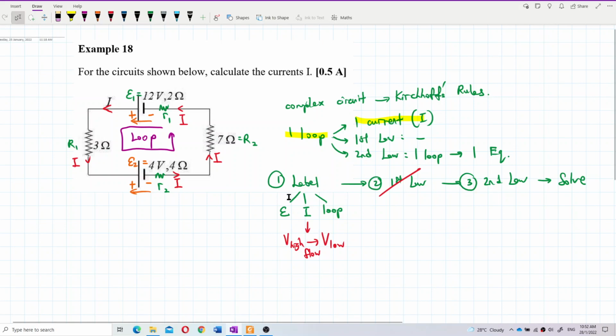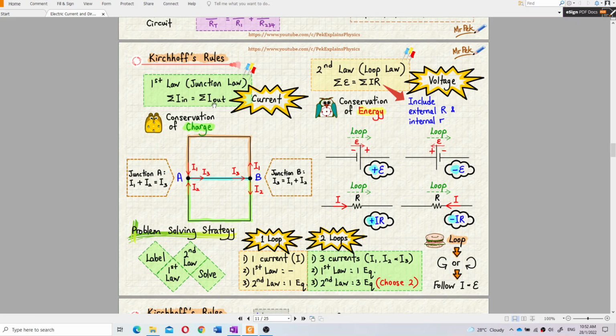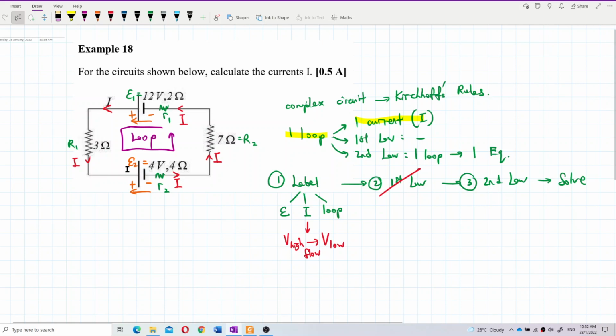Okay, I have done labeling the EMF, the current, and the loop. Now it is time to build equations. As I said just now, in one loop there's no junction, there's only one current. So we no need to use the formula total current in equals total current out, because there's only one current. So there's no I1, I2, I3. We only use those if we have two loops. If we have one loop like this, there is only one current, so we can skip the first law.